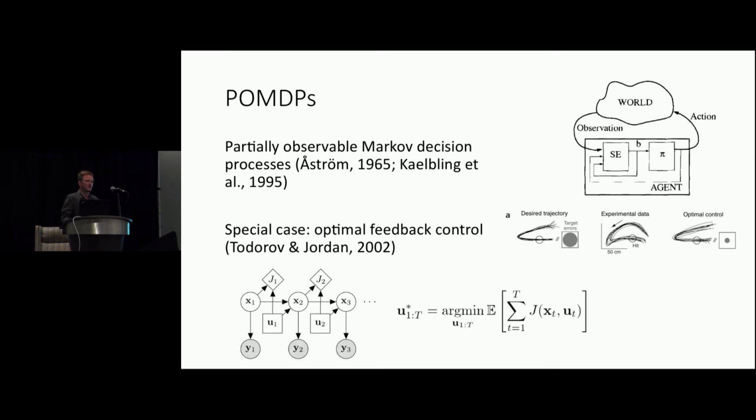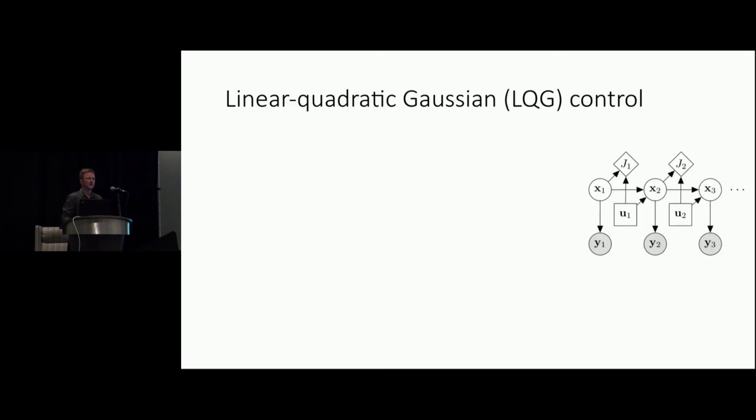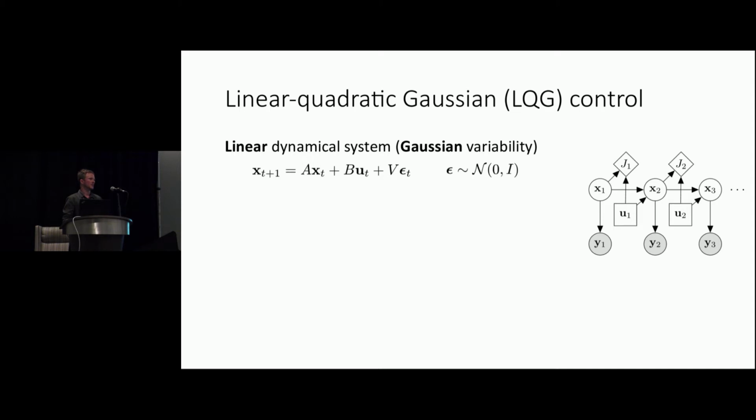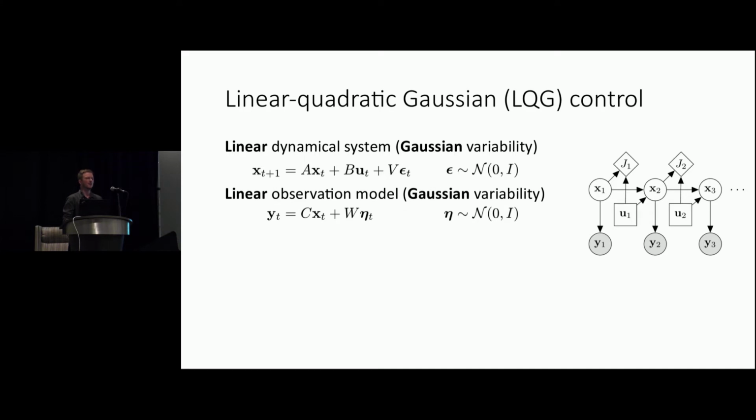And if you look at the graphical model or the decision network for this, you again have these states that evolve over time, but now you can act on them, and your goal is to find those sequences of actions that minimize the expected cost over the whole trajectory. And one special case of these methods that has been looked at a lot in the literature are these linear quadratic Gaussian control problems, where the dynamics are linear in the actions and in the states. The variability is Gaussian, and you also have a linear observation model. At each point in time, you get a linear function of the state plus some noise, and you have a quadratic cost function.